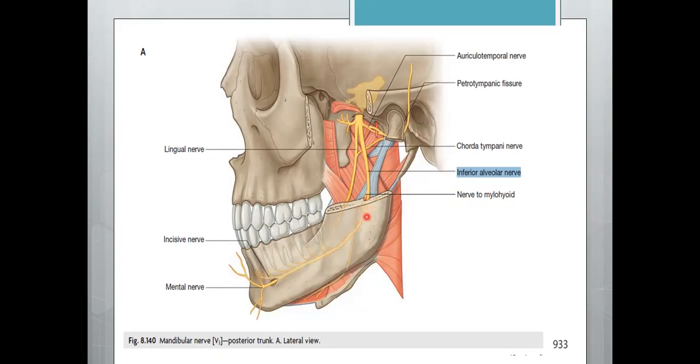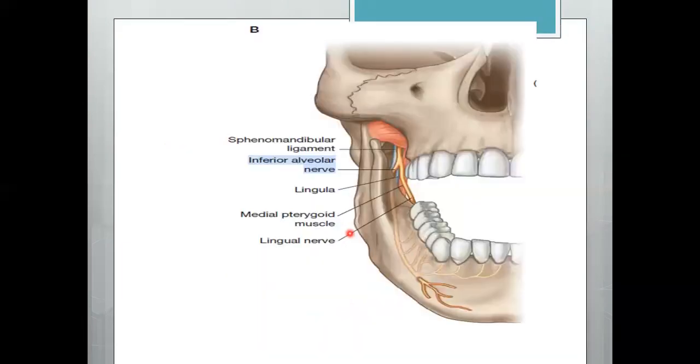It runs into the mylohyoid groove. Then it again descends downwards and gives off branches, which is mental nerve, and a branch to incisors, which is incisive nerve. Again, this is inferior alveolar nerve.